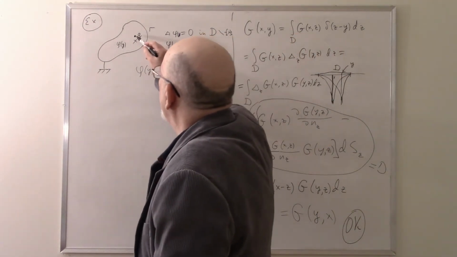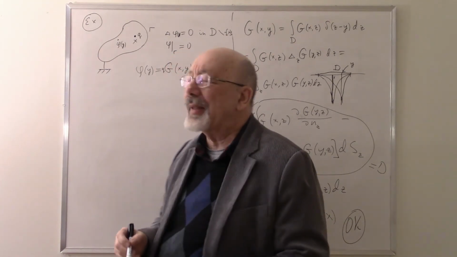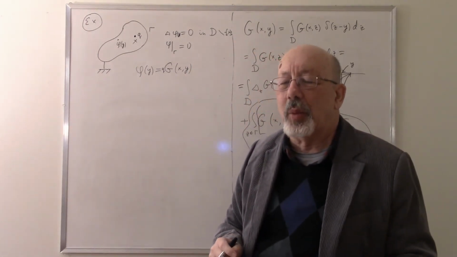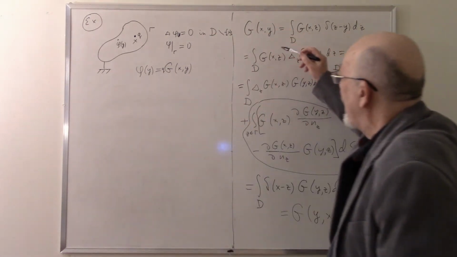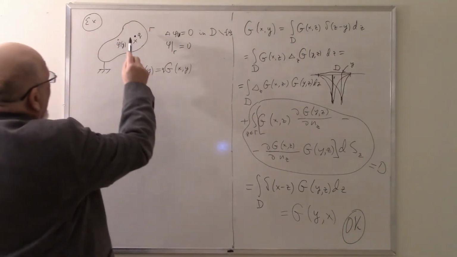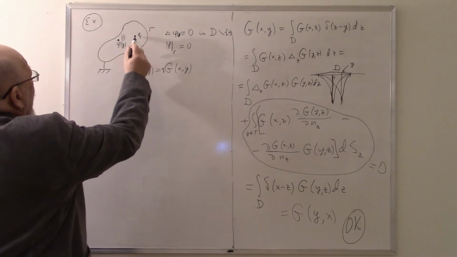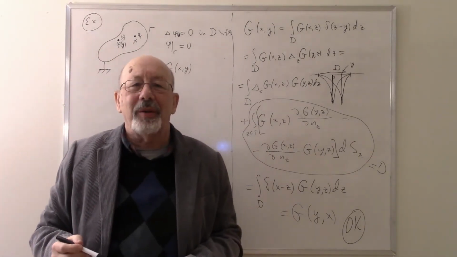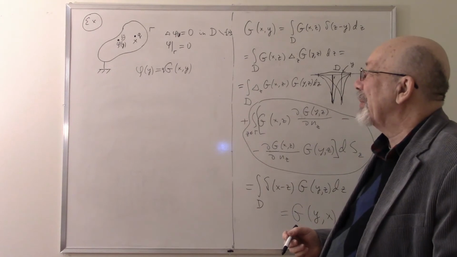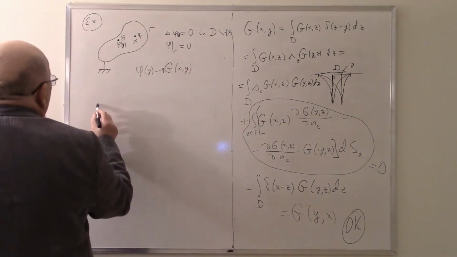So if you put the charge at the point x and measure the field at the point y, then you measure exactly the Green's function G of x, y. And this identity G(x,y) equals G(y,x) means the following. Instead of this, you can put the charge at the point y and measure the potential at the point x, and the result will be the same. So this is one physical interpretation.